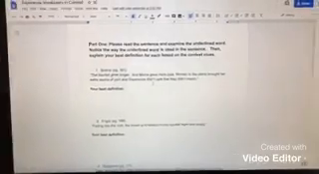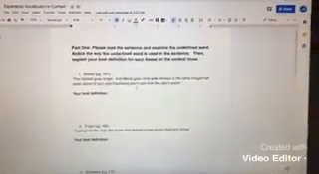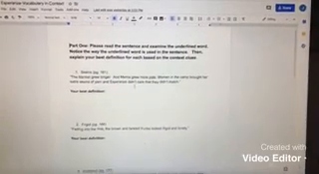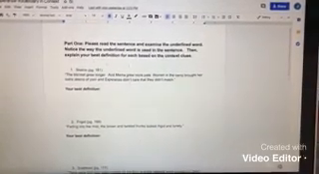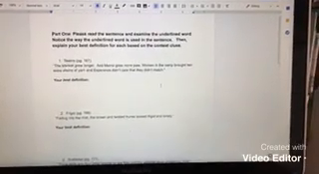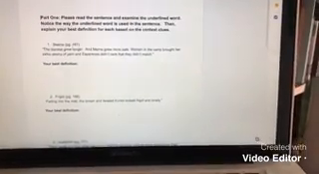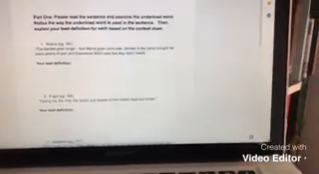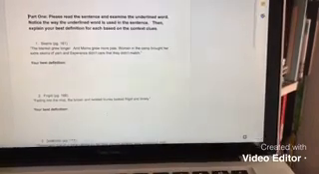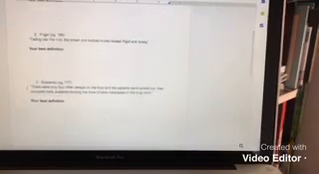So part 1 here. Please read the sentence and examine the underlined word. Notice the way the underlined word is used in the sentence, then explain your best definition for each word based on the context clues. So that'll be your assignment. I have the first one here, skeins. So you'll have to look at the sentence that I give you and give your best definition. There's going to be 3 of those.